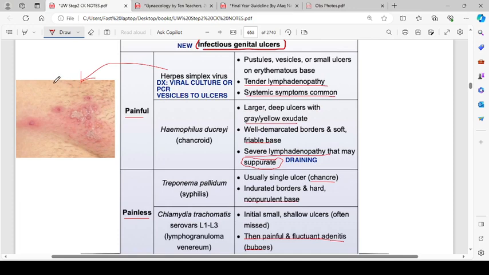So herpes simplex virus lesions look something like this. The diagnosis is viral culture or PCR, vesicles to ulcers. So initially they are vesicles, then become ulcers. So pustules, vesicles or small ulcers on erythematous base. Tender lymphadenopathy and systemic symptoms are common.